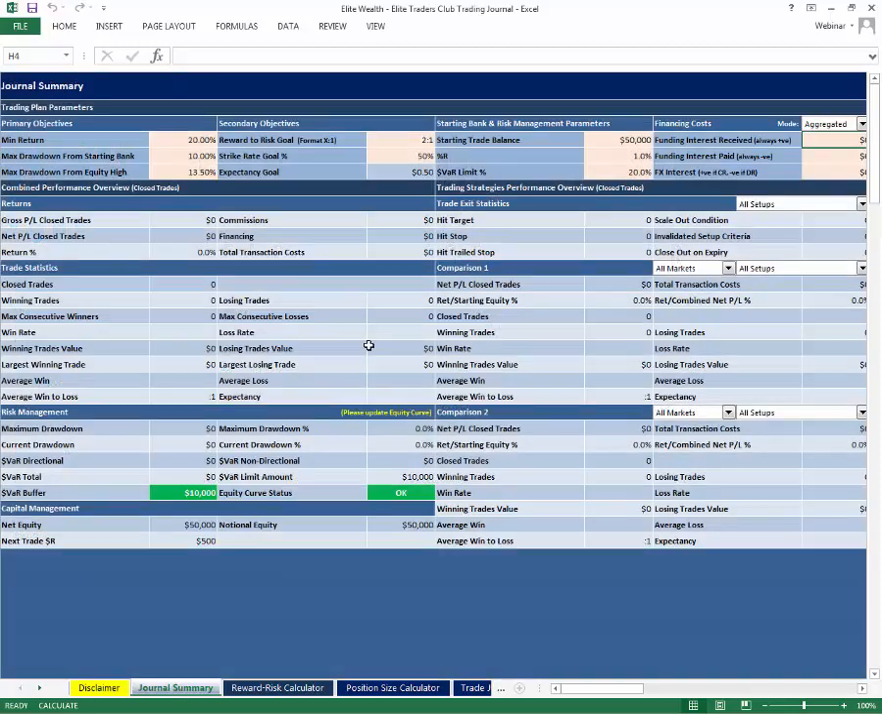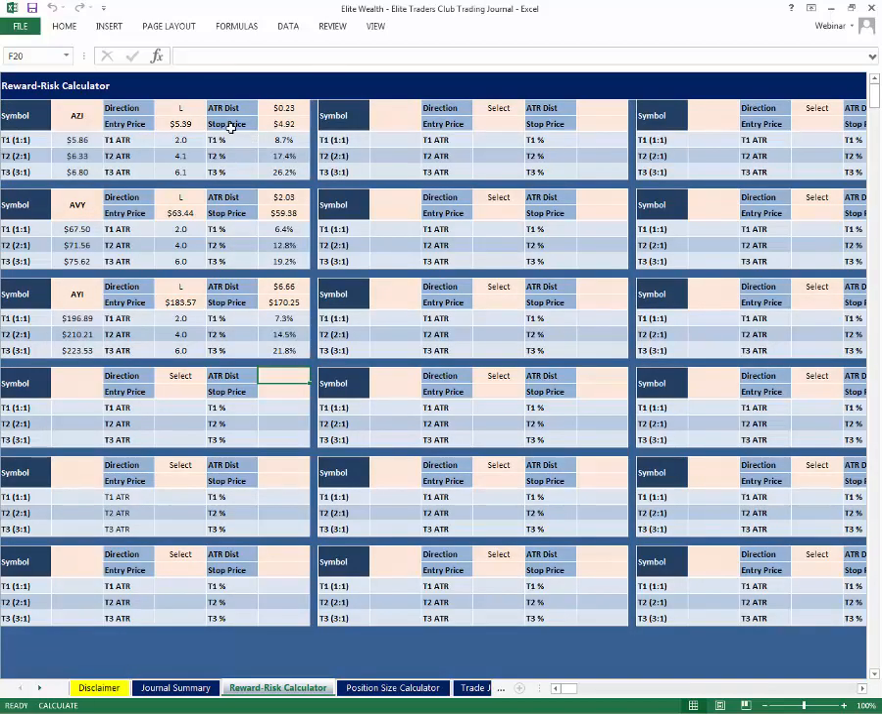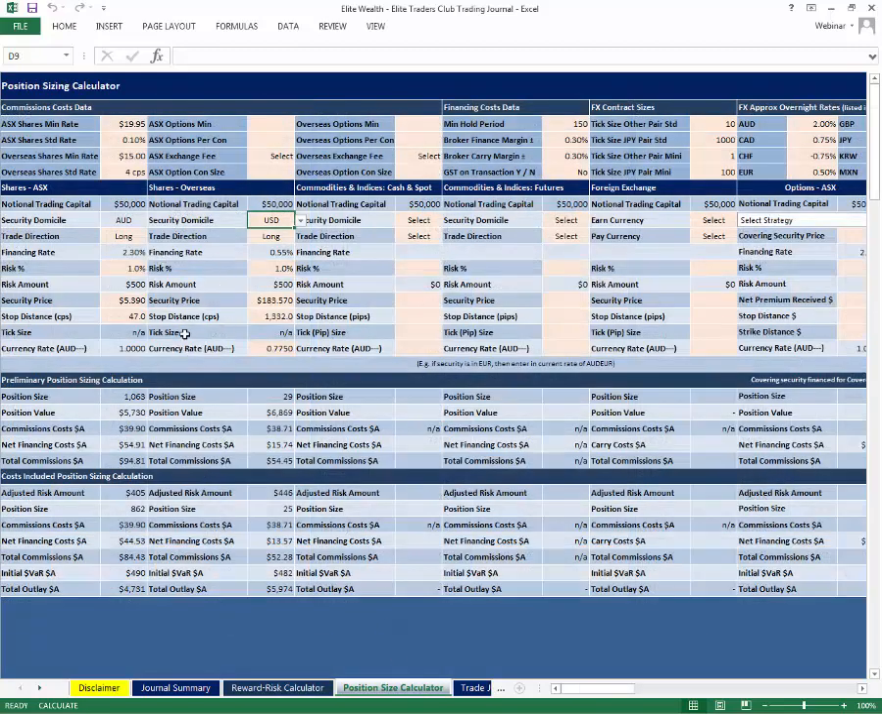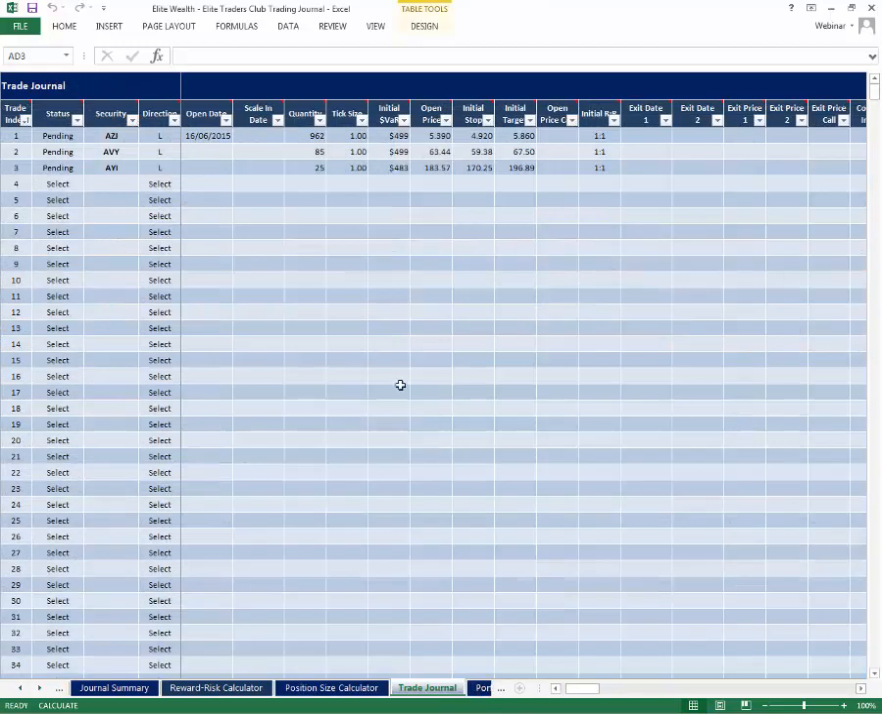The journal summary page lists all closed trades on here, so nothing will happen on here until we get to the closed part of the trades. Reward to risk calculator does some calculations. We'll cover that in detail in the next webinar. Position sizing calculator goes through the process of telling you how many shares you can trade within the strictures of your trading plan. Trade Journal page is purely a Trade Journal page. That's all that does, just records the trades.